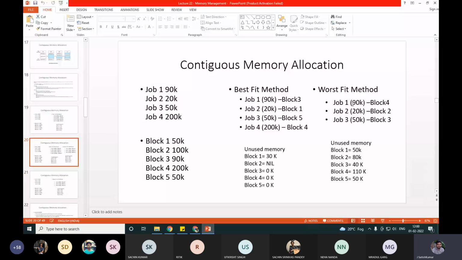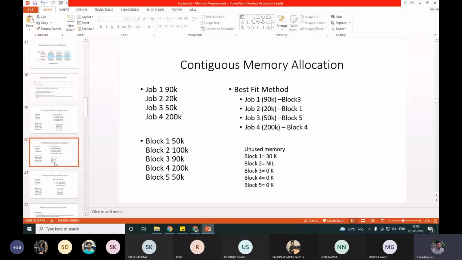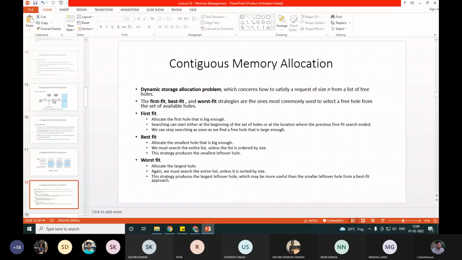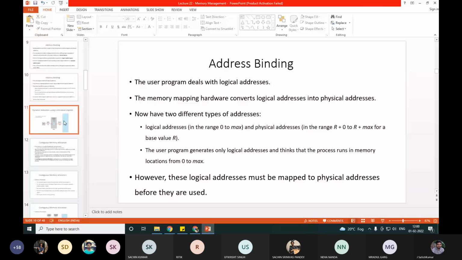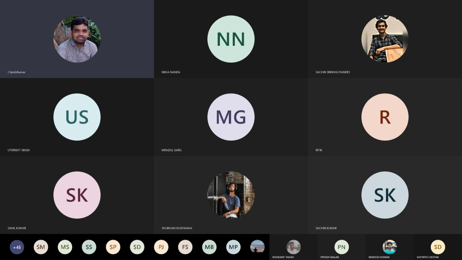This is not required. I explained these details in the slide itself: best fit, worst fit, first fit. This is also not required. Okay, so I'll upload this slide. You go through them. From fragmentation onwards, we'll discuss in the next class.